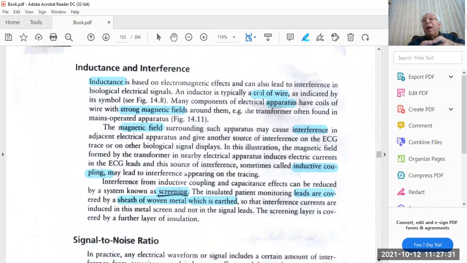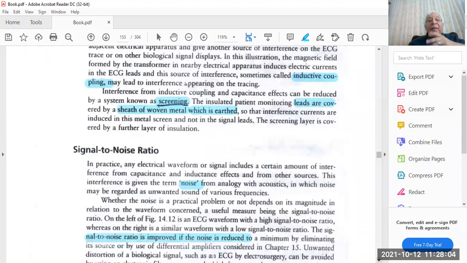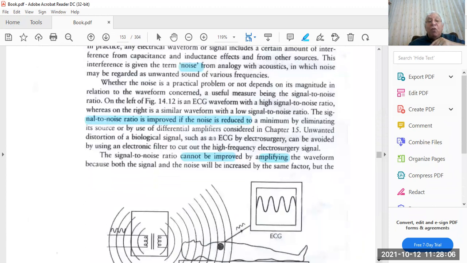As we know, the ECG electrodes are made of metal, and we have some sort of gel to enhance the conduction. Sometimes we apply a sheet of woven special material around the electrodes. This woven material is attached to the Earth, so that when there is interference, it will be taken by this woven material attached to the Earth, leaving the normal electrodes to do their work. This is what we call the signal to noise ratio.